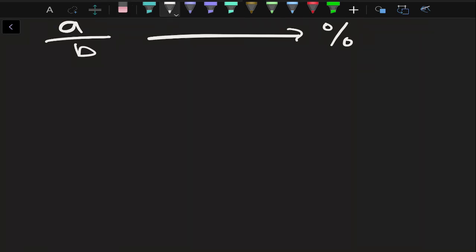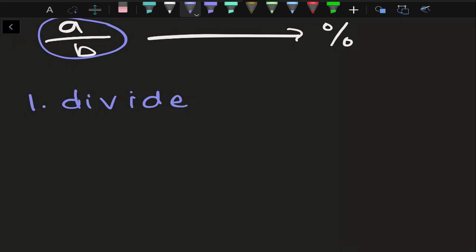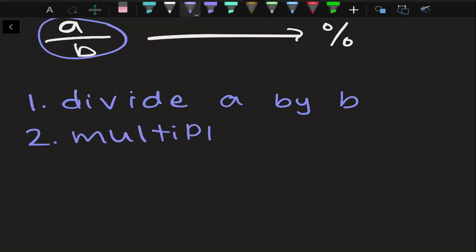So to convert a fraction to a percentage, we're going to first divide. If I'm looking at this above here, I'm going to divide a by b, and then step 2 is going to multiply by 100. Or I guess 100% to be a little bit more specific, to make sure we get that percentage sign there. Okay?